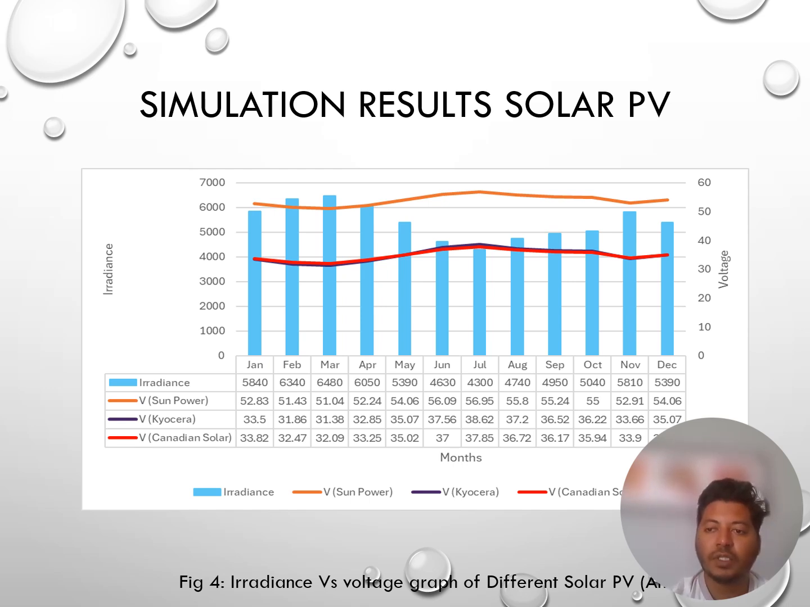Here you can see the SunPower solar panel achieved the highest voltage of 56.95 volt in July, making it the most efficient model in our study. Kyocera Solar reaches a maximum voltage of 38.62 volt in July, and the Canadian Solar records a peak voltage of 37.85 in July. These models have been efficient at converting lower amounts of sunlight due to temperature effect. Solar panels typically operate more efficiently at cooler temperature, which can occur during the summer mornings or evenings when the irradiance is lower.